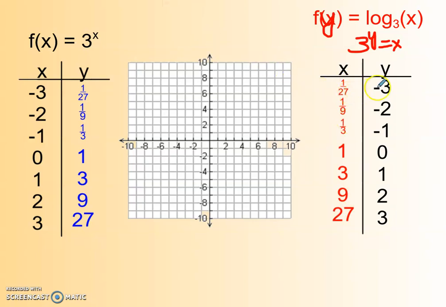From my origin, I go right 1/27th, barely perceptible, and down 3. I go right 1/9, again, it's barely any movement off the origin, and down 2. I go right 1/3, down 1. I go right 1, up 0. I'm going to go right 3, up 1. I'm going to go right 9, up 2.